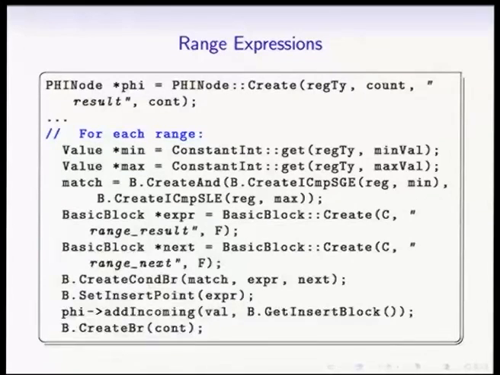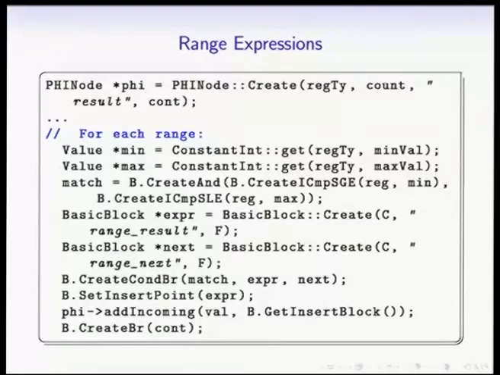And then we have a little bit of Boolean logic. We say if the register value is signed greater than or equal to the minimum value, and signed less than or equal to the maximum value, this will then just be a Boolean value saying if we've matched this particular case. Then we create a couple of new basic blocks. We have one for calculating the result expression and one for falling through to the next case. This is basically just like a switch statement in C, but with a little bit more syntactic sugar. It then creates a conditional branch.